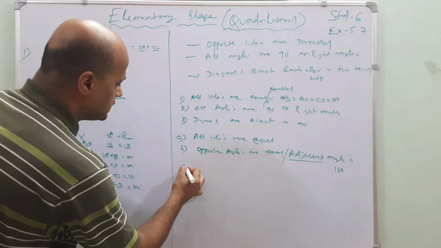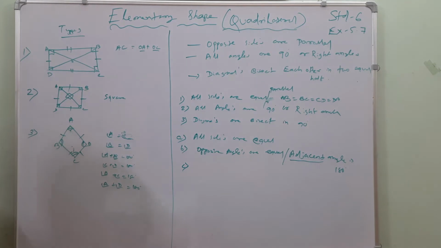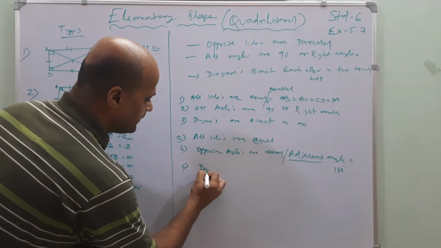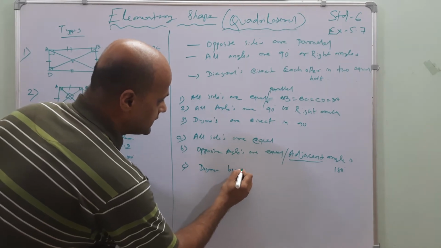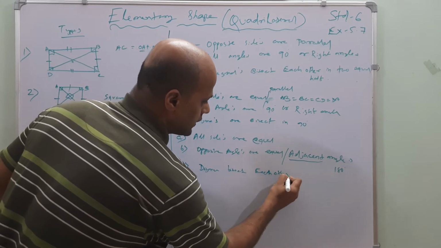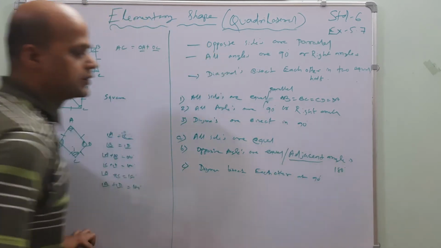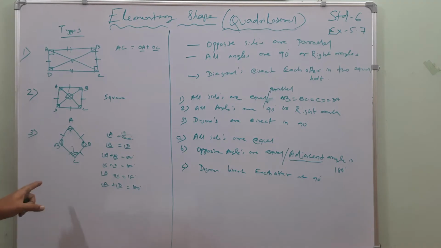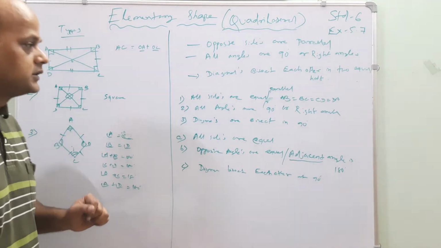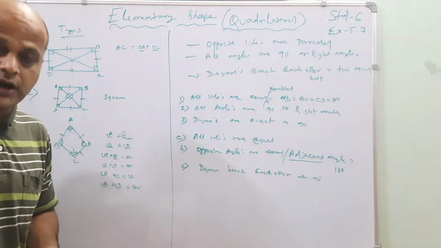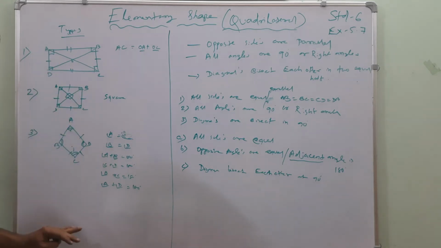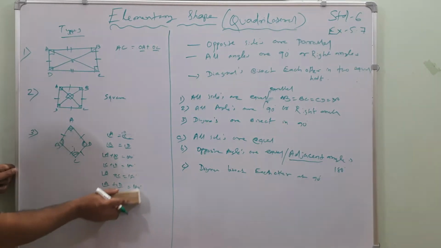Now come to the diagonals. What about the diagonals? Here also the same thing. Diagonals bisect each other at 90 degrees. Understood, my dear friends? These are the properties of a rhombus. Understood? So let's go to the fourth one. What is the fourth one saying? These things are understood, my dear friends? Okay, let's go for the fourth one.